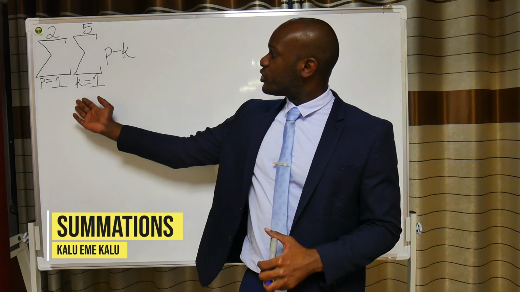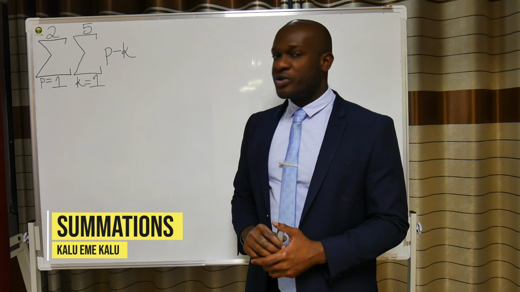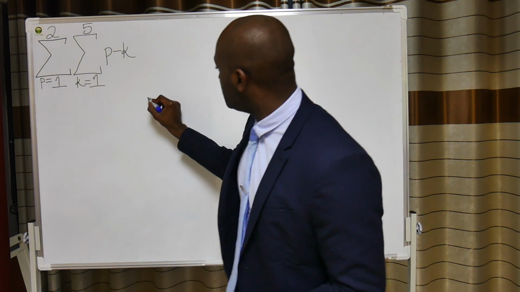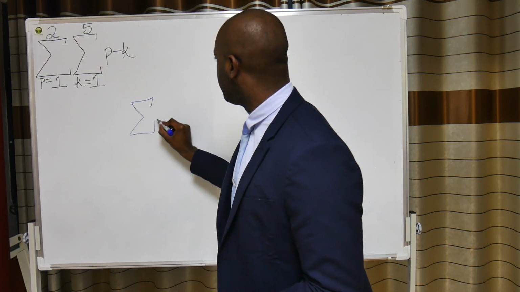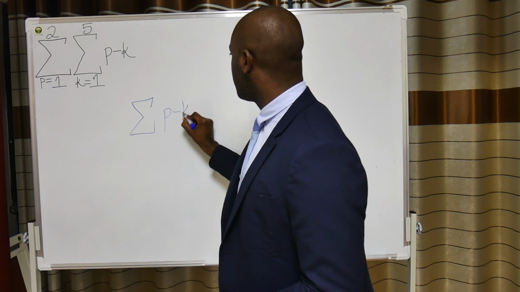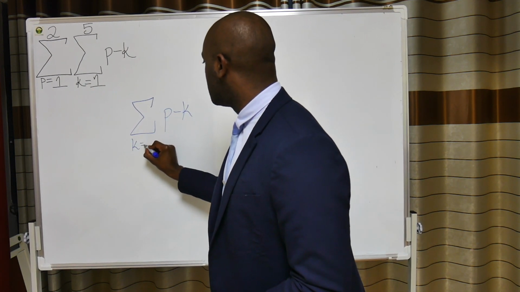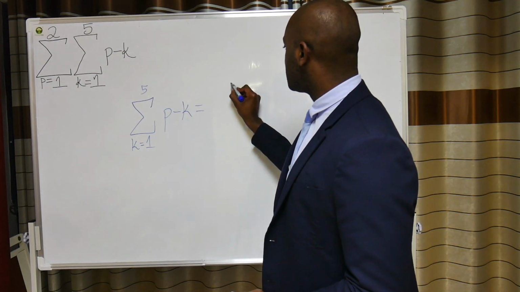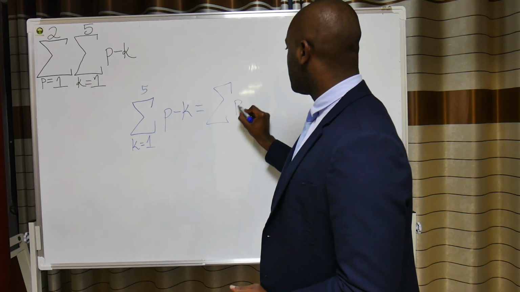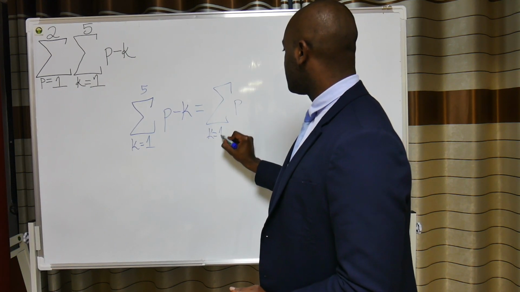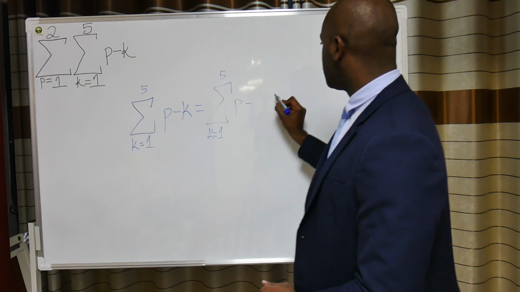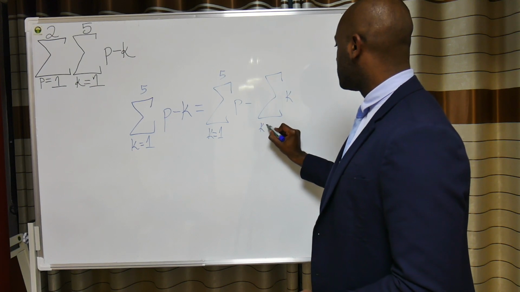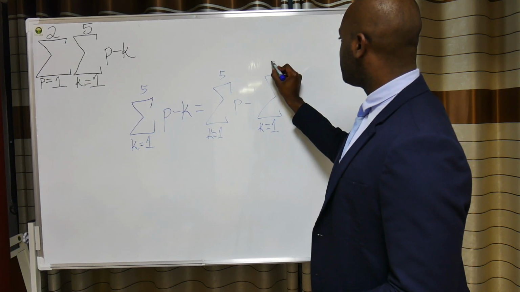In today's video, we're going to work on solving this double summation. So the first thing we want to do is solve the inner summation. I'm going to write the inner summation, which is the summation of p minus k from k equals 1 all the way up until 5. This is going to be equal to the summation of p from k equals 1 to 5 minus the summation of k from k equals 1 to 5.